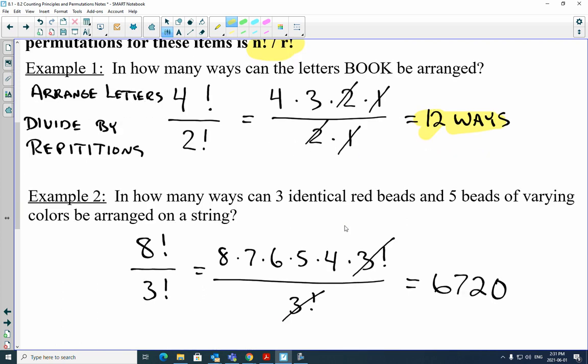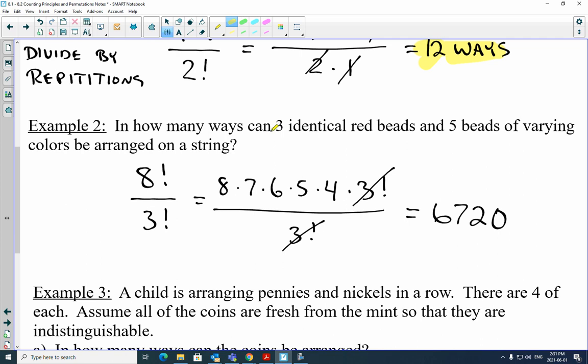Okay. Example 2. We have 3 identical red beads and 5 beads of varying strength. So how many in total? Well, we have 8 factorial in total. The 3 identical is the 3 factorial. We do all the math. We end up with 6,720 different variations.